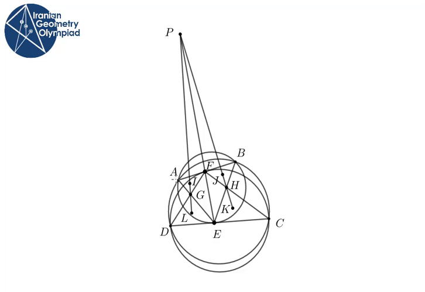So IJKL is a cyclic quadrilateral. And this is the end of proof of problem 5 of advanced exam.